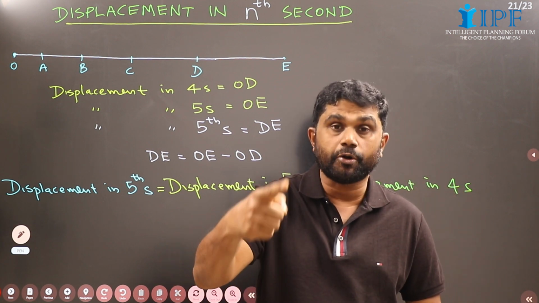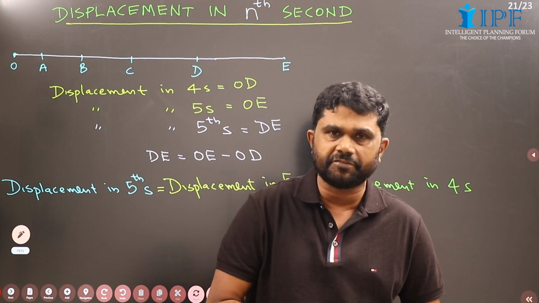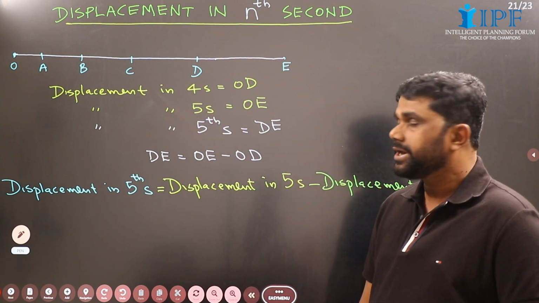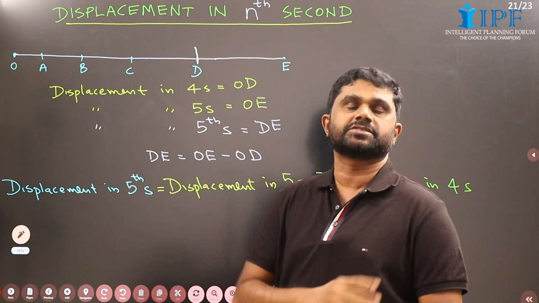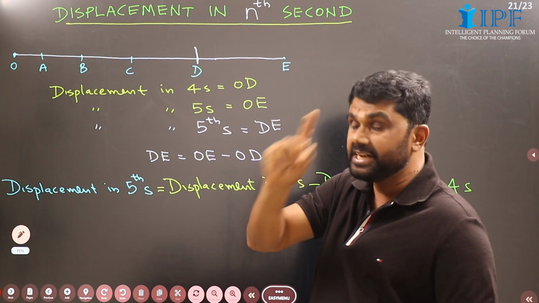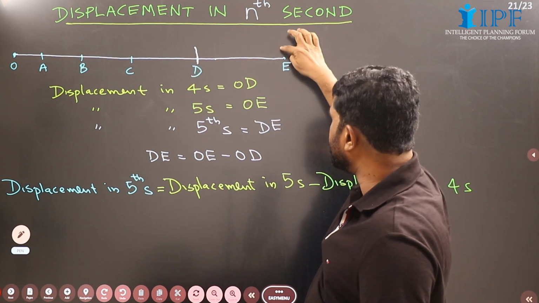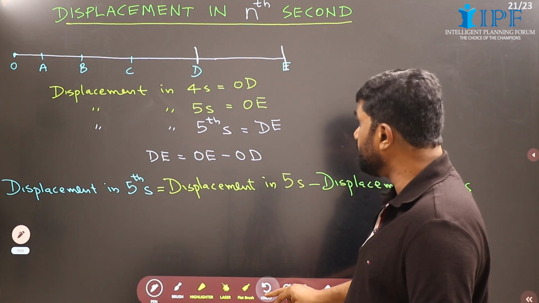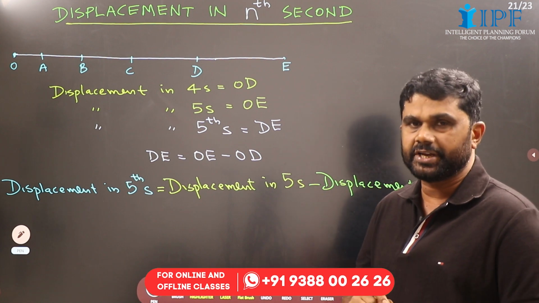That can be easily obtained by putting t equal to 5 in s equal to ut plus half a t square. That is, displacement in 5 seconds is OE. See, when the body reaches here, 4 seconds are completed. The 5th second interval starts from here, and at the end of the 5th second, the body will be here. So the displacement in the 5th second will be dE.